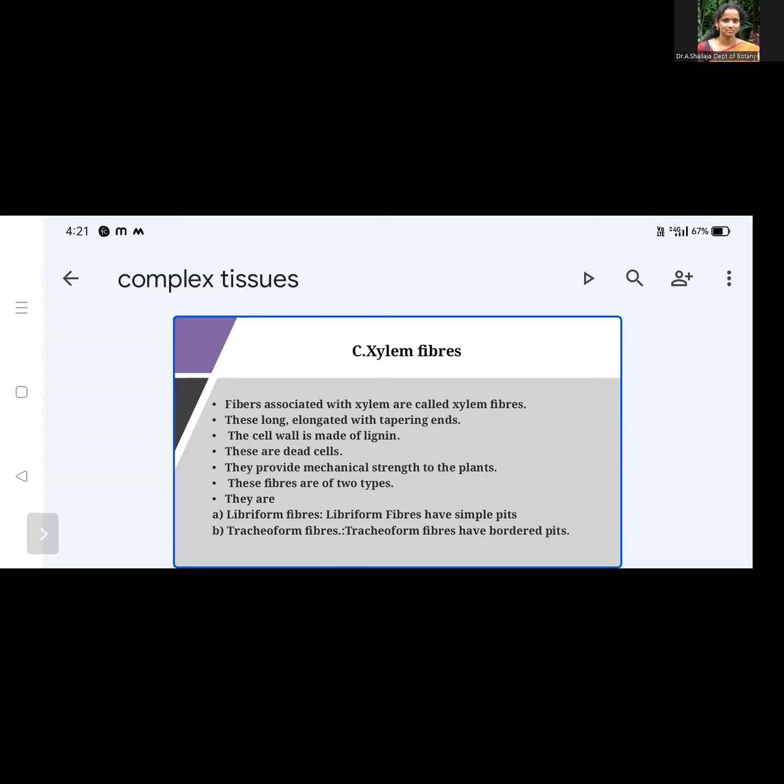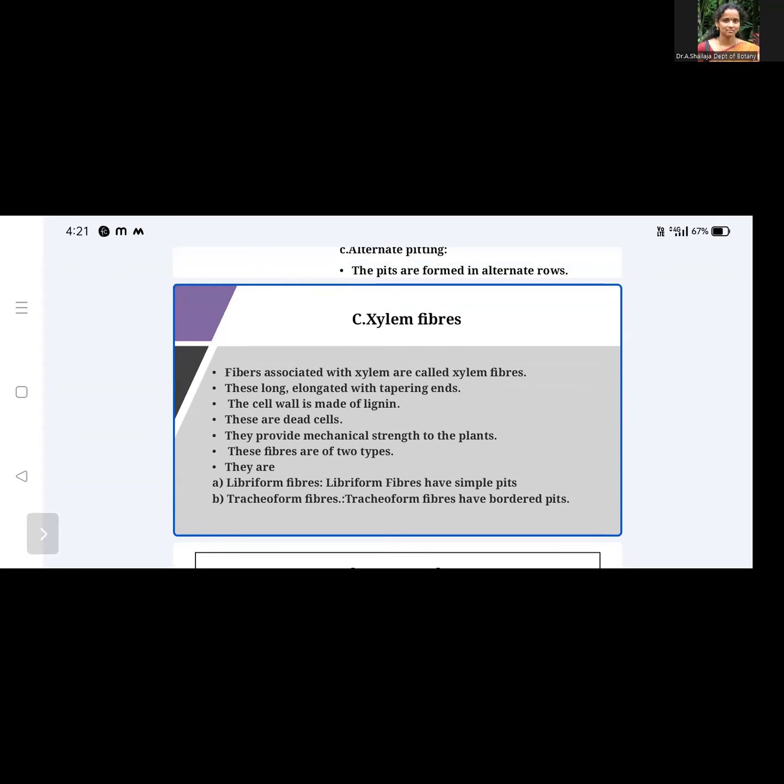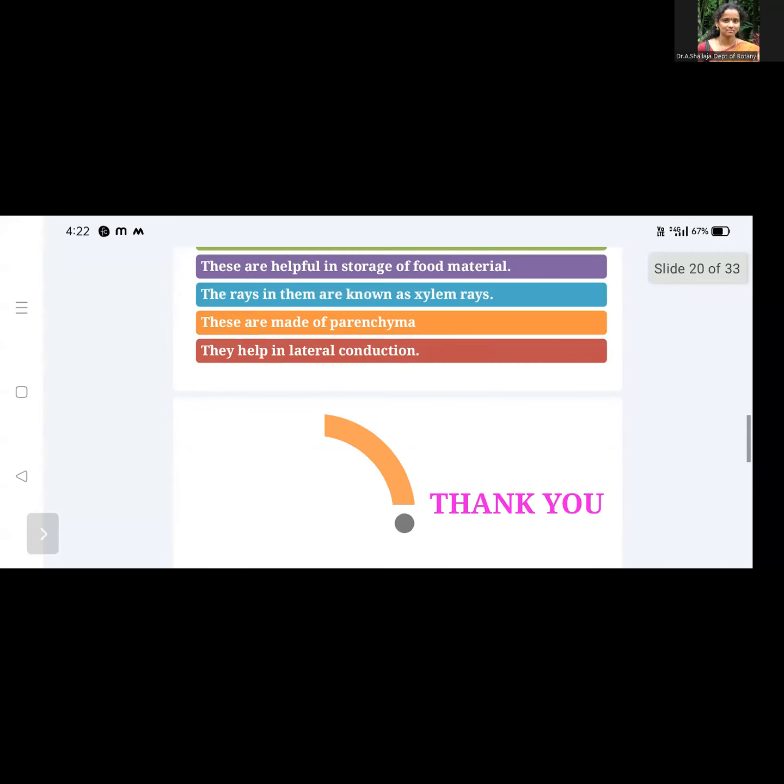Hello? Okay. These xylem fibers are long, elongated with tapering ends. The cell wall is made up of lignin. These are dead cells. Xylem fibers are dead cells. They provide mechanical strength to the plants. These fibers are of two types mainly: libriform fibers, which have simple pits, and tracheoform fibers, which have bordered pits.